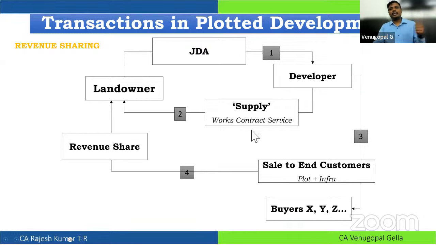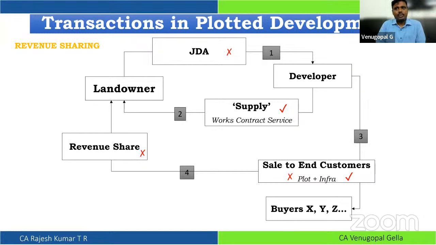All right. This is the overall picture. Now let's look at the taxation perspective, the taxability of it. When we look at the tax elements, tax ingredients, taxing applications, first, for entering JDA, there is no tax. The people ask, what about development rights? I'll come to it in a while. For the second, where the developer has provided works contract service, which is a supply, there would be a tax levy.